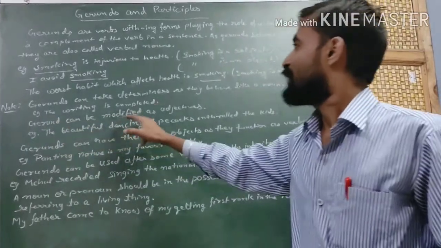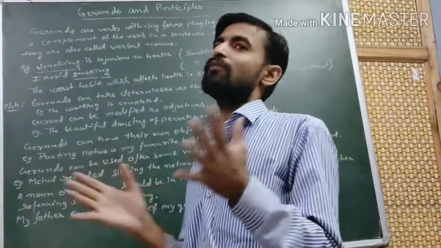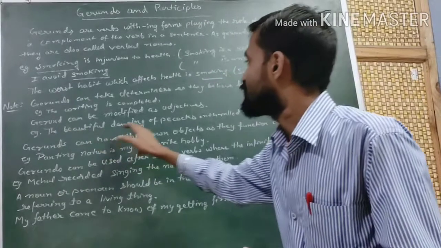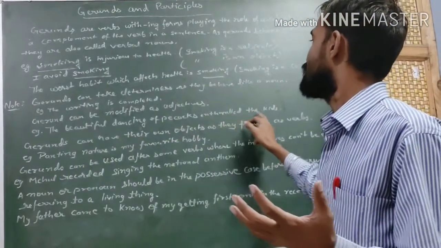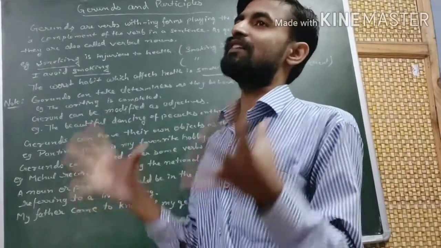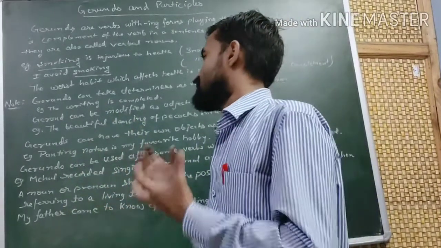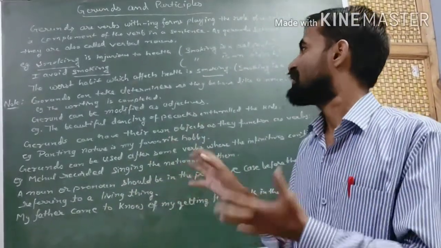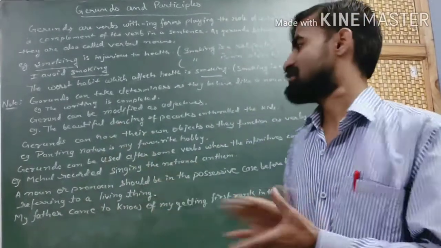Gerunds can be modified as an adjective. It means you can modify gerunds just like an adjective. Just like the beautiful dancing of the peacock enthralled the kids. It means they attracted the kids. These words denote that gerunds can be modified as an adjective. Beautiful dancing: they can be modified by adjective words.